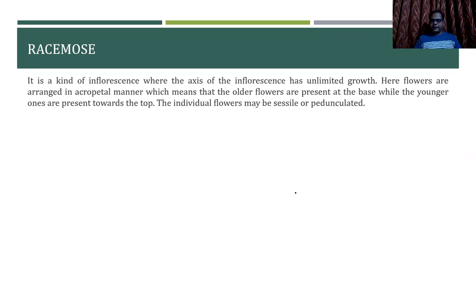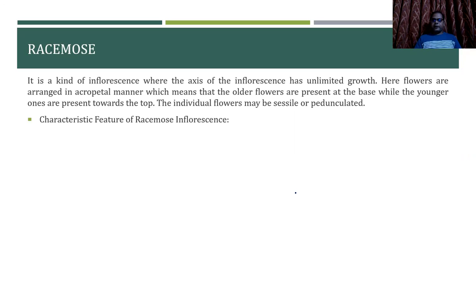We have already seen that, so we'll not discuss it again and again because it will consume your time. Here the flowers are arranged in an acropetal manner, which means that the older flowers are present at the base while the younger flowers are present towards the top. The individual flower may be sessile or pedunculated.